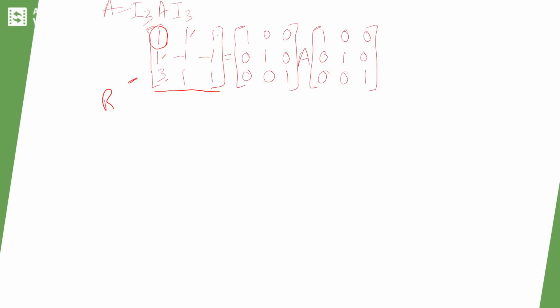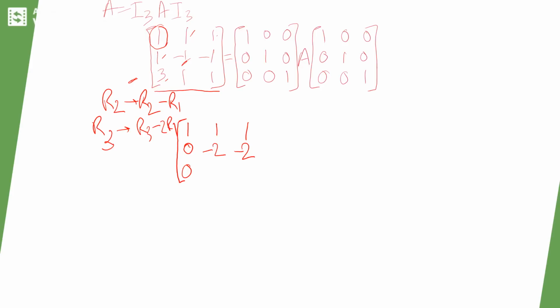We can apply the row operation first, R2 minus R1, and at the same time we apply the operation R3 minus R1. Now the matrix will become reduced: 1, 0, 0, and then 1, minus 2, minus 2, and again 1, minus 2, minus 2.